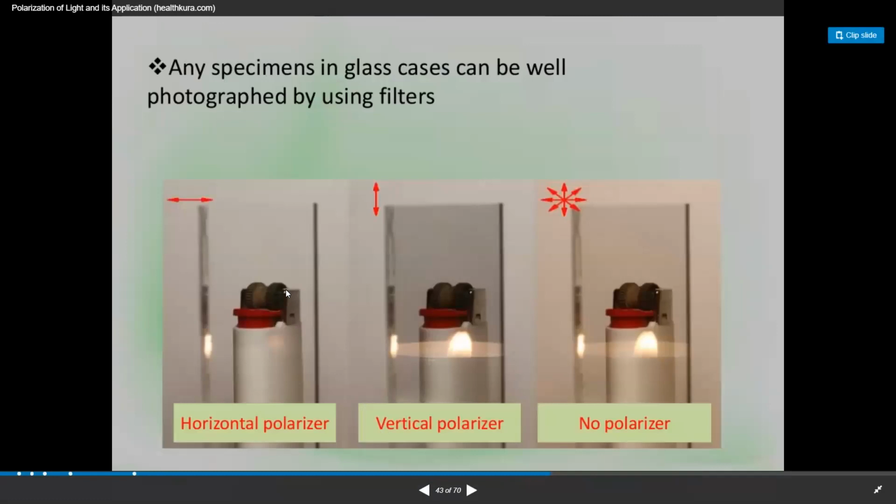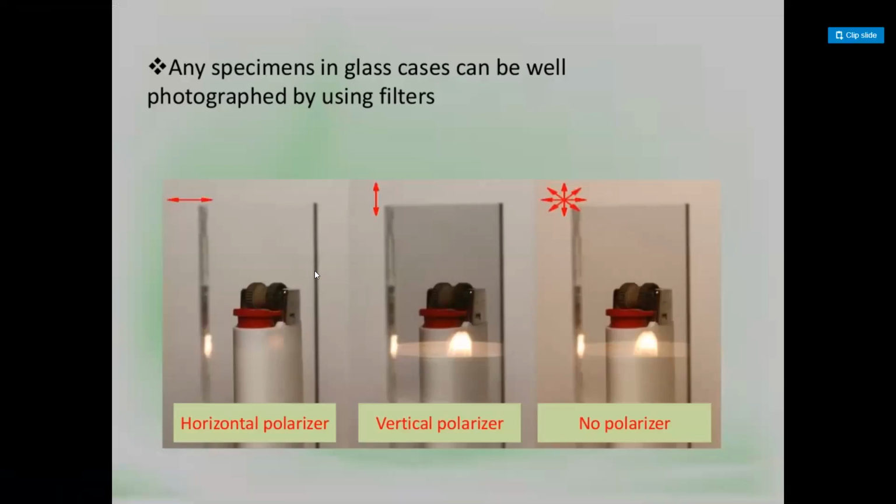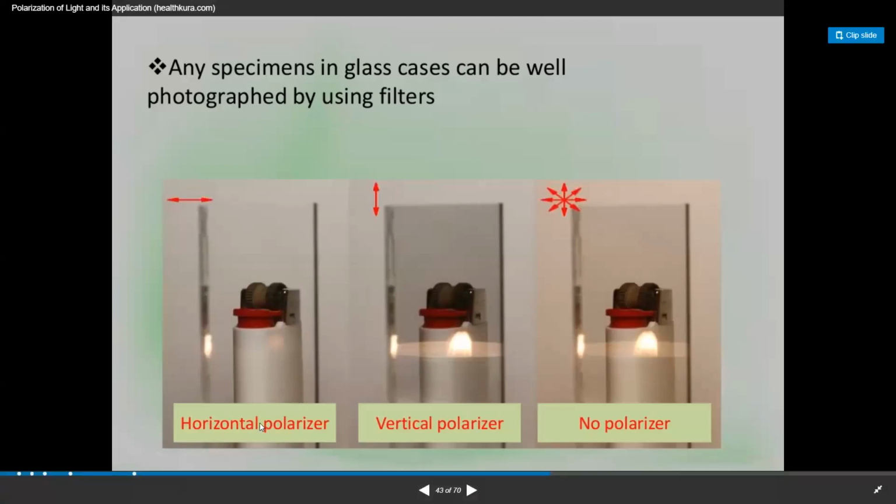So this is also one of the applications. Here it is a specimen of glass. It is photographed using a horizontal polarizer filter, and this is the photograph using a vertical polarizer filter. This is the photograph without using any polarizing filter.